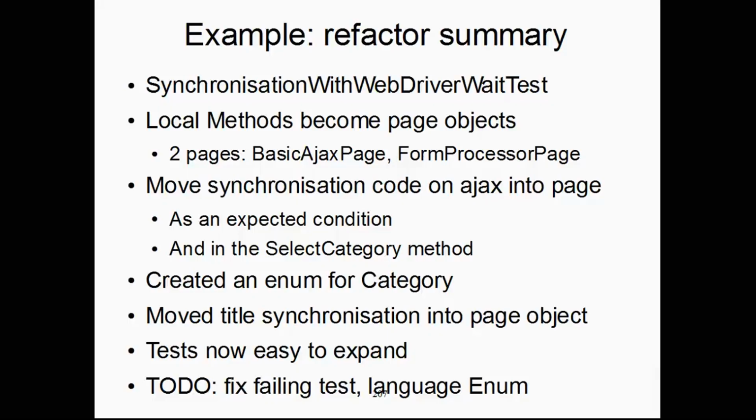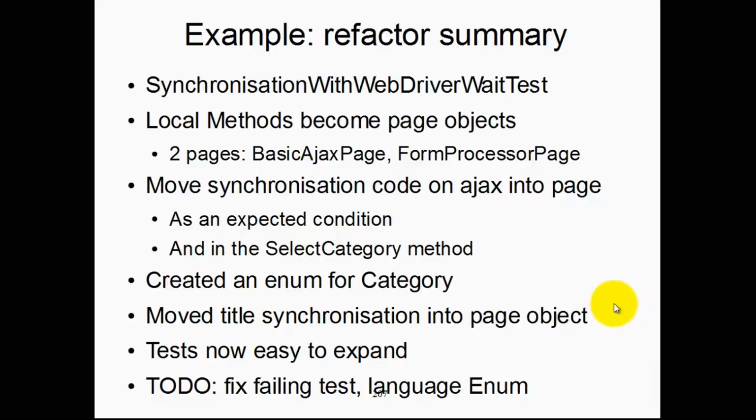We created an enum for category, and the enum was one that we controlled through a constructor in the enum, to allow us the flexibility that if the values of the categories change in the page, we can easily change it in the enum. We've moved the synchronization on the title into a page object, and you saw that the tests are now easy to expand because I no longer have select and do something else as local method names. We now do things on the page, and the tests are now very easy to read.